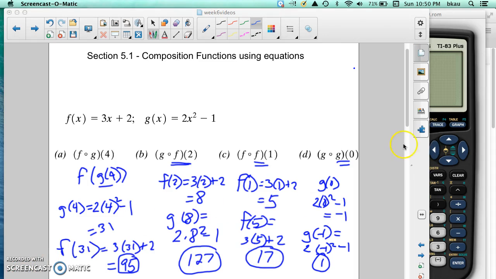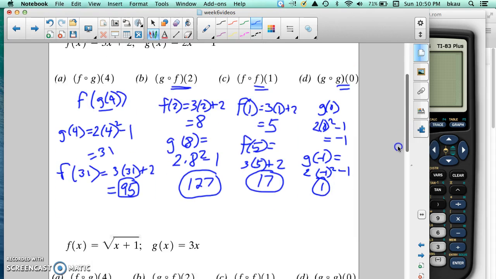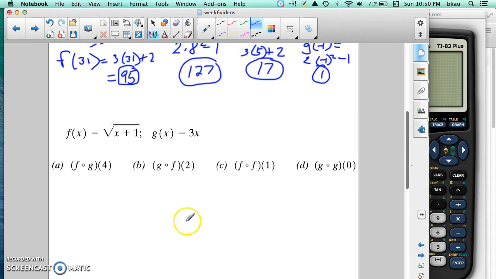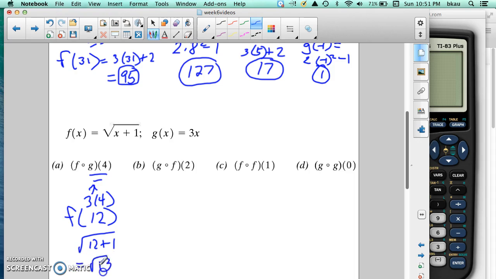Alright, now continuing on with our next function. Next example, we have some square roots here. So we're going to take g of 4 first. So we're going to evaluate. This is going to be 3 times 4 to get the answer, because that's 3x. So that's going to be 12. And then we're going to evaluate f of 12. So we plug that number into this function and we get the square root of 12 plus 1, which is the square root of 13. That's our answer for this first example.